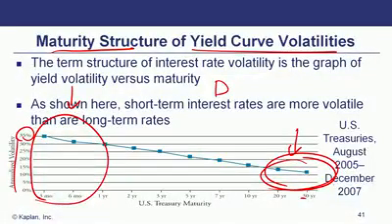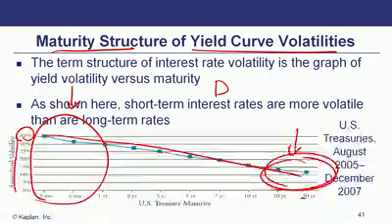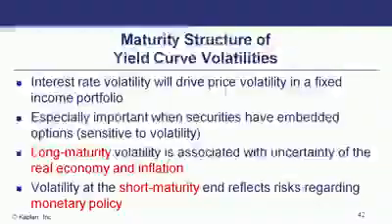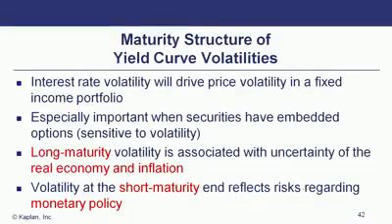So the maturity structure of yield curve volatility shows an almost monotonic decreasing volatility as we increase maturity. Long-term bonds have lower interest rate volatility than short-term bonds. Longer bonds have lower interest rate volatility, not necessarily price volatility, so this wouldn't apply to price volatility.